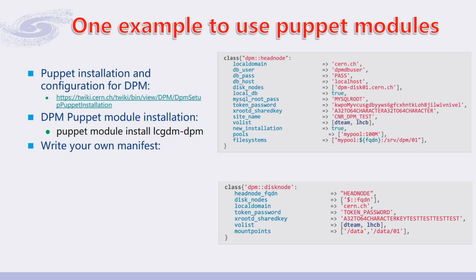This is one of the examples of using the Puppet module to install DPM. First, from this link there is a document on how to use this module, and with this command, install the Puppet module. And then you can just create two files, one for the Puppet head node, and another for the DPM head node, and another for the DPM disk node. After applying this with the Puppet client, the DPM can start online.